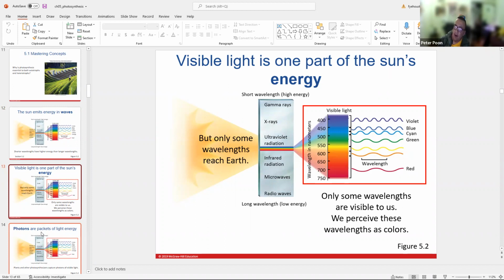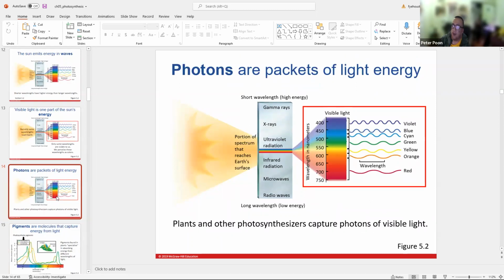Visible light is one part of the sun's energy. The sun also emits UV radiation, which I'm sure you guys are familiar with, and then even X-rays and gamma rays, but there's less of those. And then infrared, microwaves, and radio waves. These are much lower energy than the light waves. So these are higher energy, and these are lower energy. Photons are packets of energy.